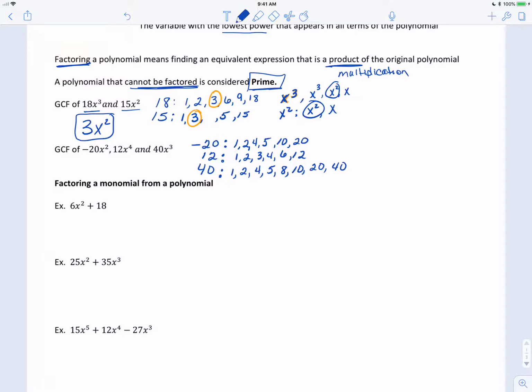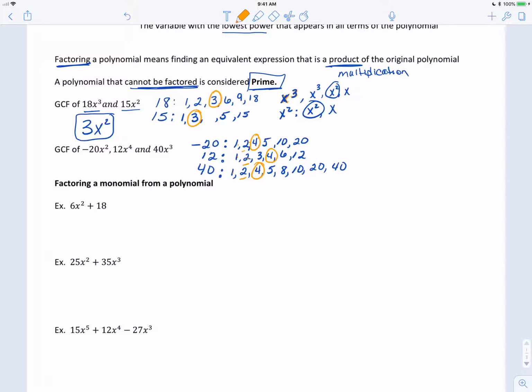Okay, so what is the number, the highest number that goes into all 3 of these terms? And it has to be all 3 of them. Well, 1 goes into all of them, 2 goes into all of them, but it's not the highest one. But 4 goes into all of them, and that is the highest one.